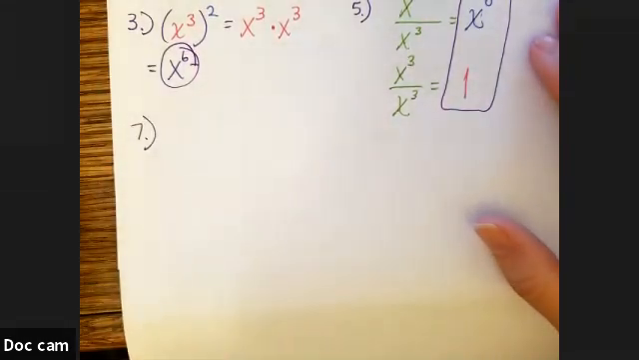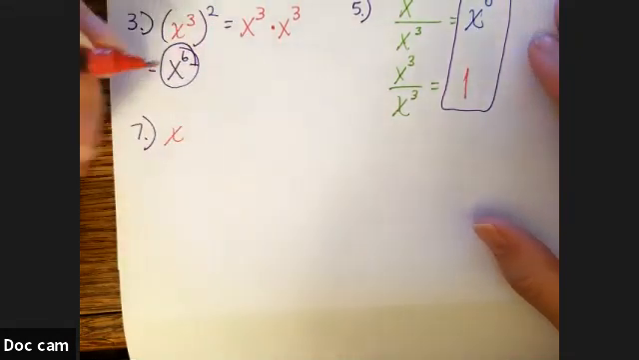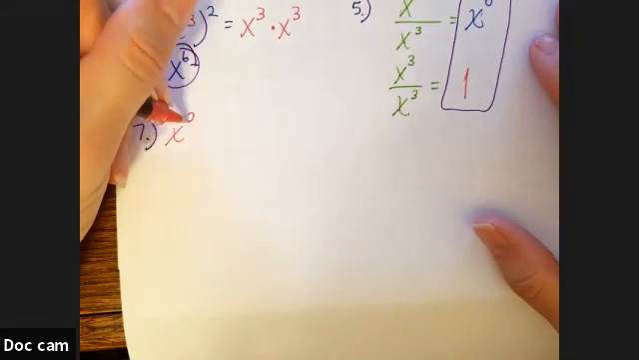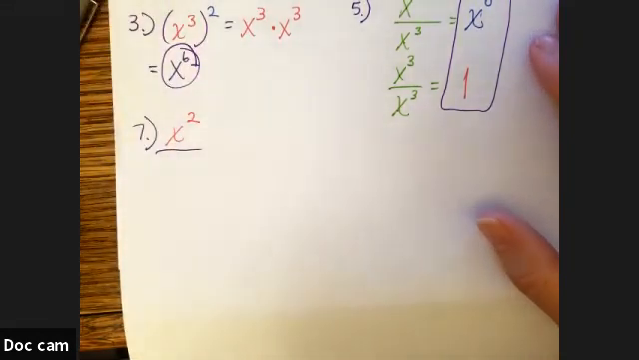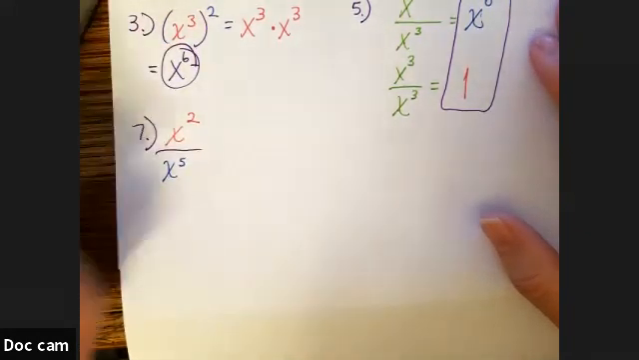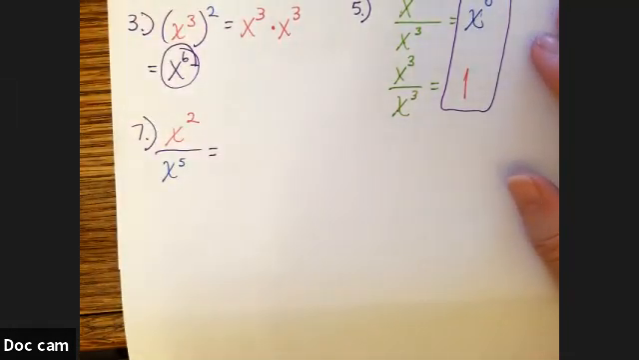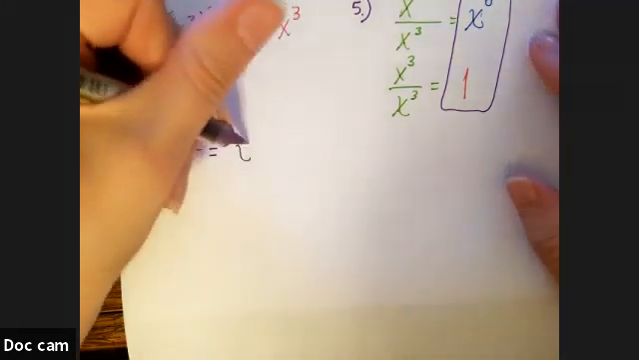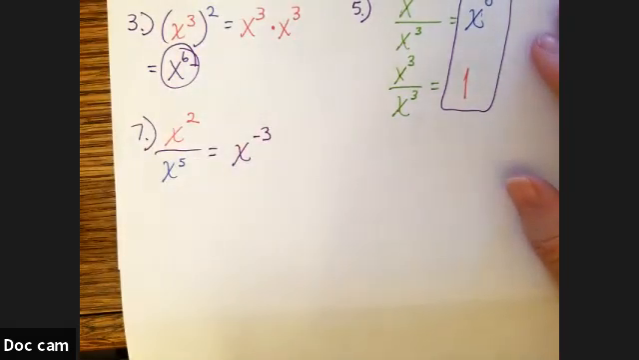All right, so let's say that we have x to the power of 2 over x to the power of 5. We've already talked about how we could take a shortcut by subtracting those exponents. So 2 minus 5, we know that would equal -3. So that would be x to the power of -3.